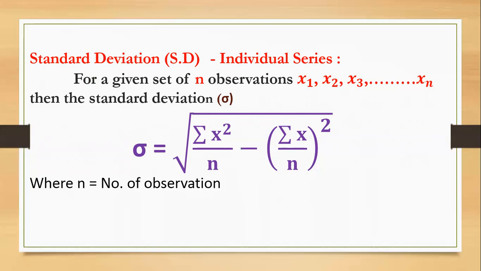The formula is sigma equal to square root of summation x square divided by small n minus summation x divided by n the whole square. It is an individual series formula. We have to utilize only the small n, where small n equals the number of observations. I repeat the formula. The standard deviation individual formula is sigma equal to square root of summation x square by n minus summation x by n the whole square.